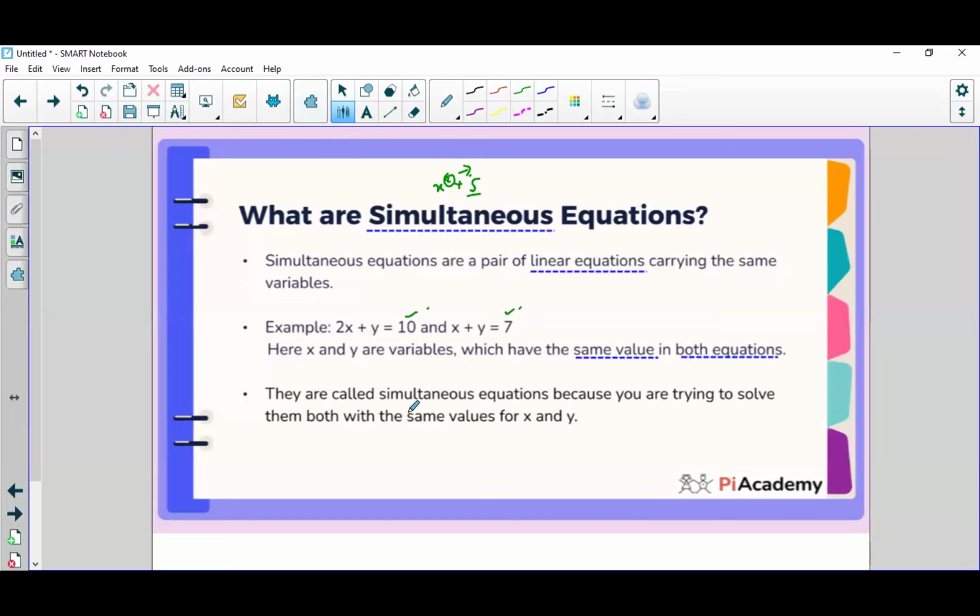Now why are we calling them simultaneous equations? Because we are trying to solve them both with the same values for x and y. You are not solving them individually, like 2x plus y equals 10 separately and x plus y equals 7 separately. It's not going to be like that. We are solving them simultaneously. We are finding the same values for both. That's why these are called simultaneous equations.